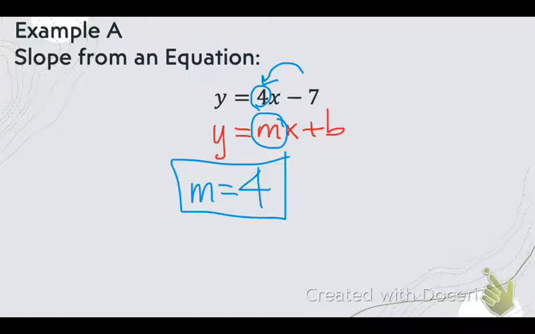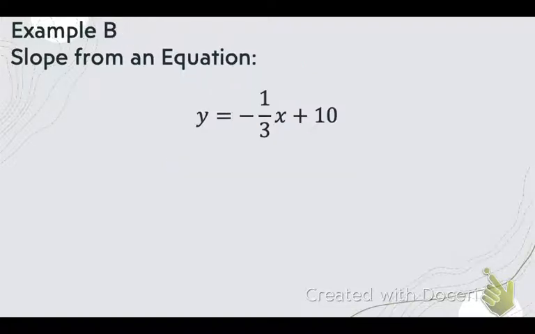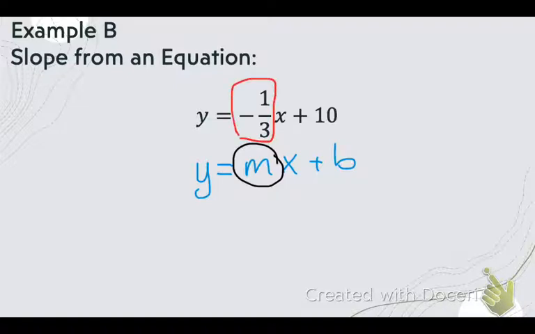Let's do another one. Example B is y equals negative 1/3 x plus 10. Can you figure out what the slope is? If my slope-intercept form is y equals mx plus b, what is in the place of the m in my original problem? My slope is equal to negative 1/3. Again, I'm not including the x, but I am including that negative. Very important.